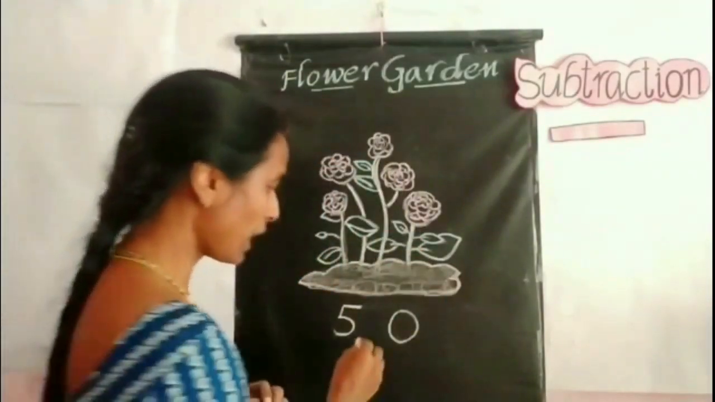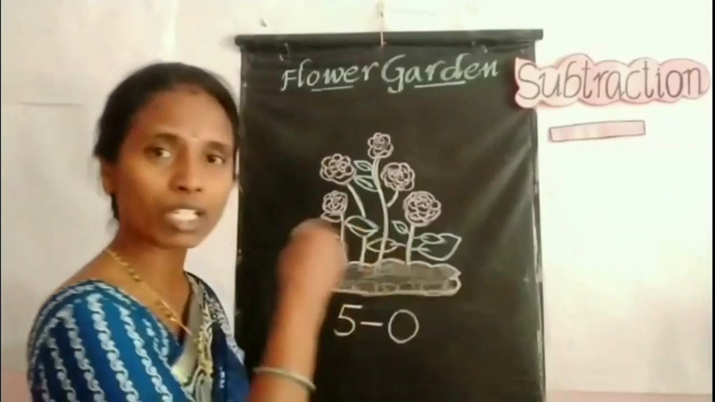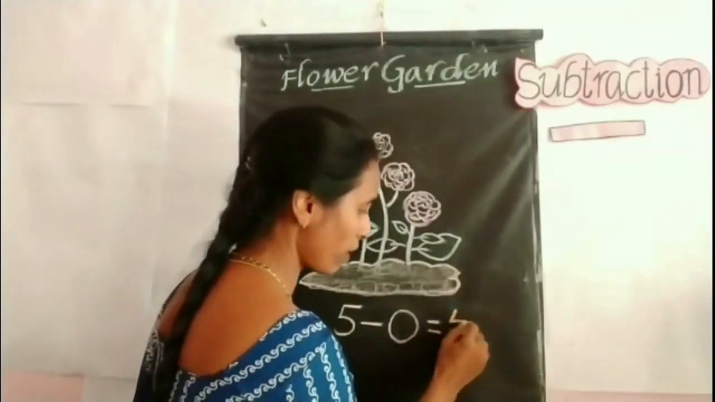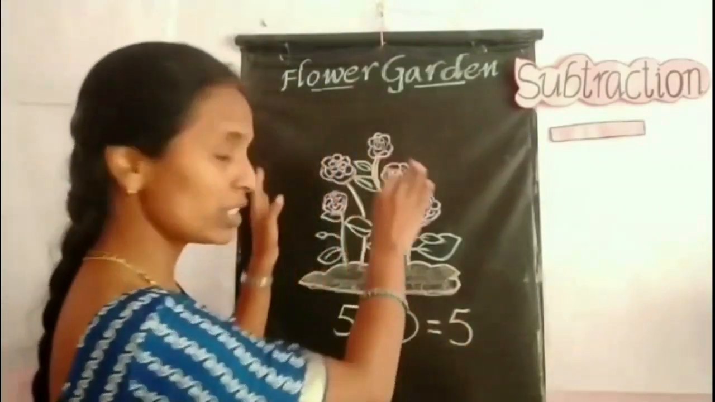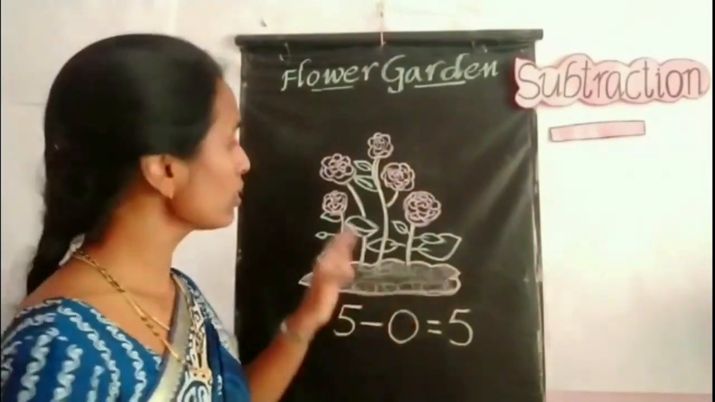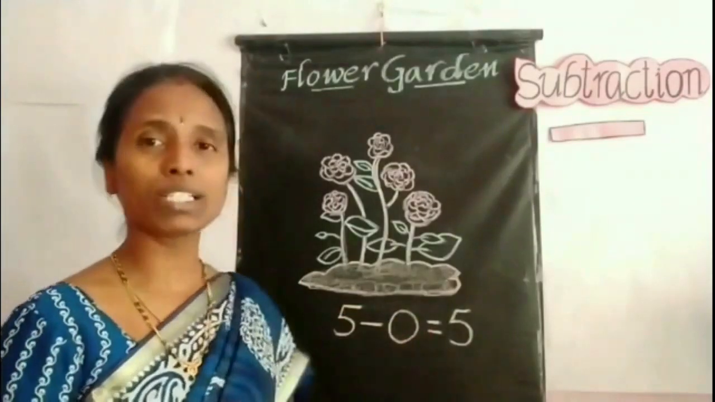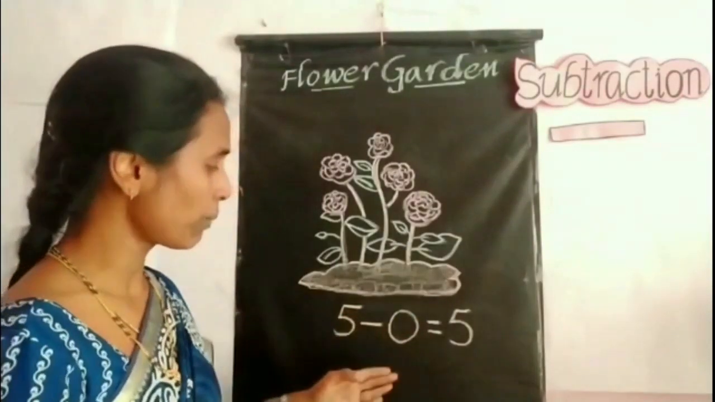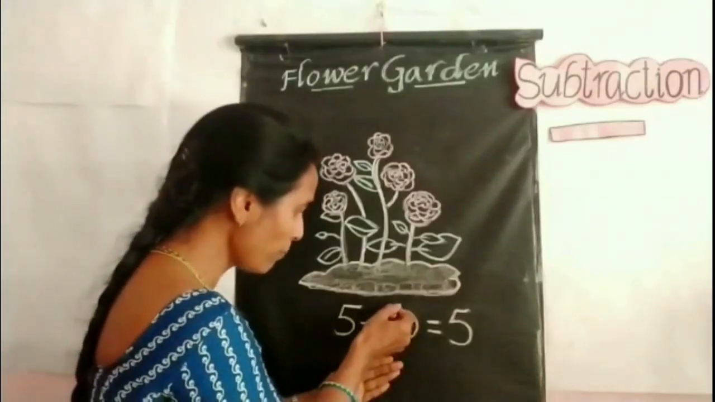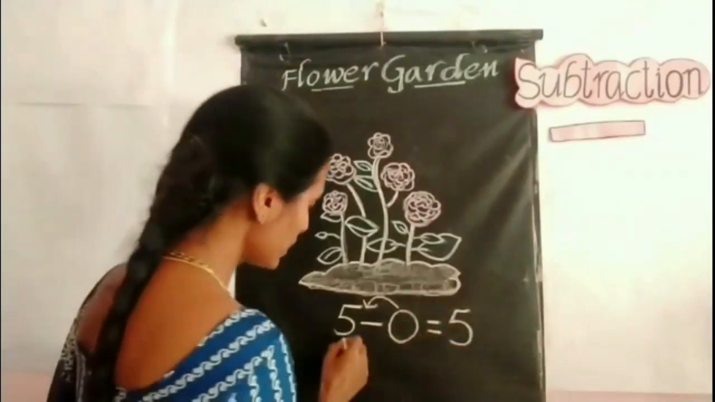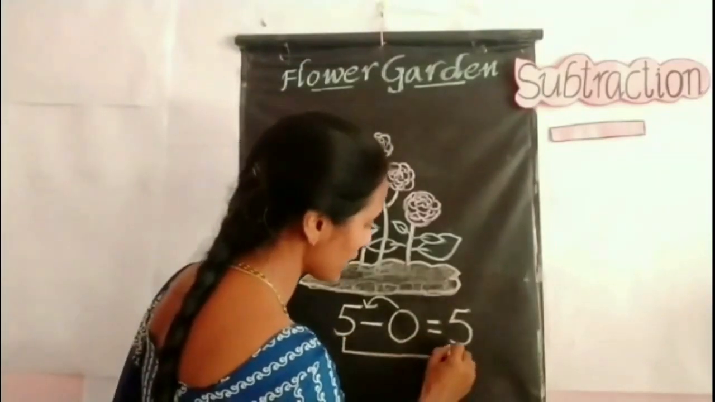Means 5 minus 0. I should take away 0 from 5. So what is the difference, children? 5. Because she did not pluck any flower. So 5 flowers are left on the plant. From this, what did you understand, children? Here I have subtracted 0 from 5. Yes or no, children? So what is the difference? Difference is nothing but the number itself.